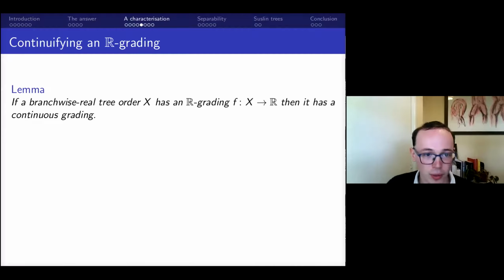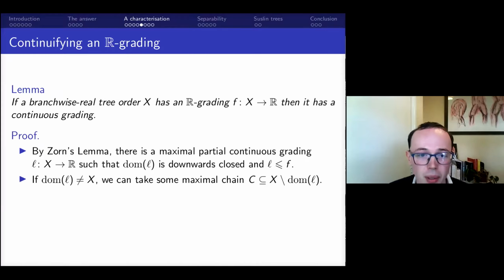So the lemma is as follows. If a branchwise-real tree order has an R-grading, then it has a continuous grading. So when we have this R-grading, we essentially have a monotonic map, but it might have a bunch of jumps in there. And the idea is that we want to go through and eliminate all those jumps. So I'm going to do it with a Zorn's lemma style argument. In fact, I strongly suspect that we need some kind of choice in order to make this work. So here's how it works.